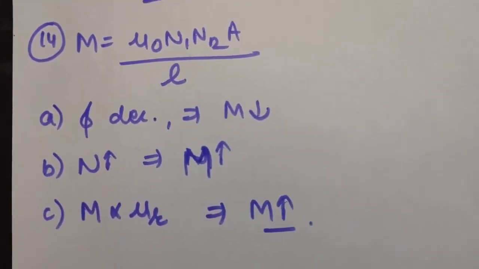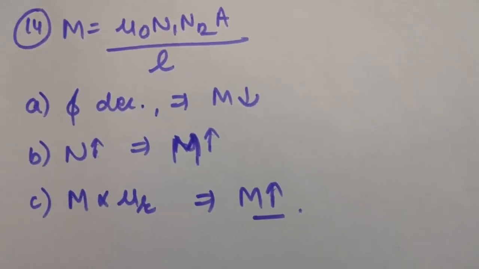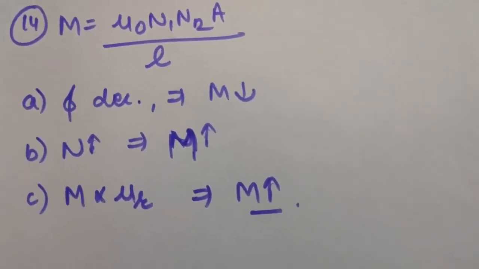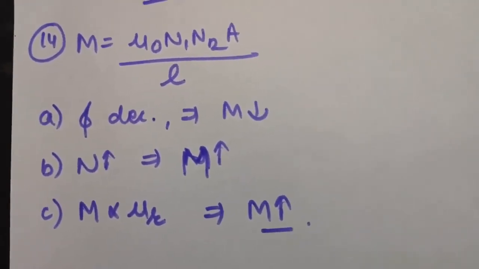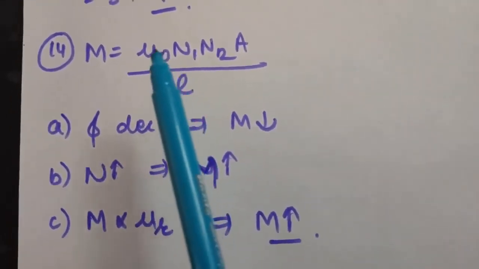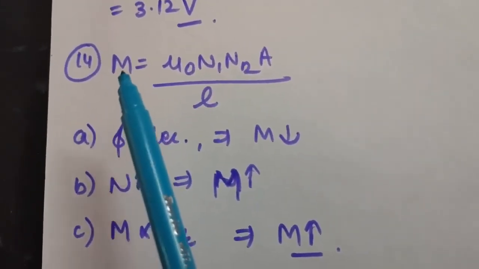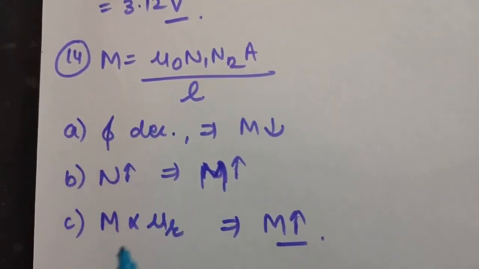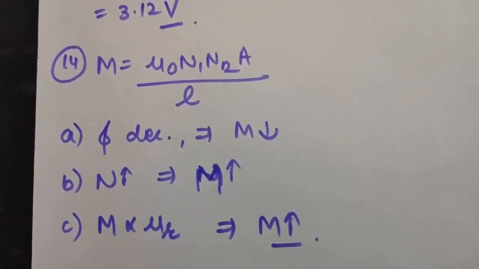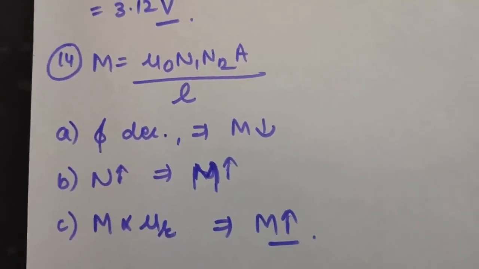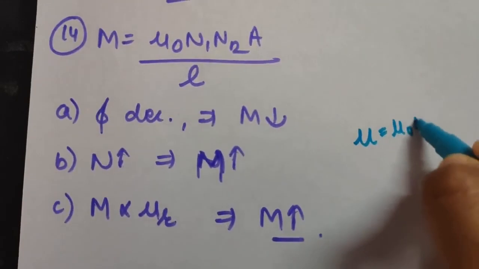C part says what will happen if an iron sheet is placed between the coils. See, if you are placing an iron sheet, that means now the permeability of free space is replaced by the permeability of a material. So that means instead of mu naught, there will be mu, and mu is equal to mu naught mu r. So you can say M, that is mutual inductance, is directly proportional to mu r. So now as mu r is there due to the iron sheet, therefore mutual inductance will increase because mu is equal to mu naught mu r.